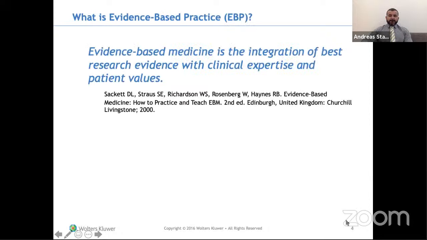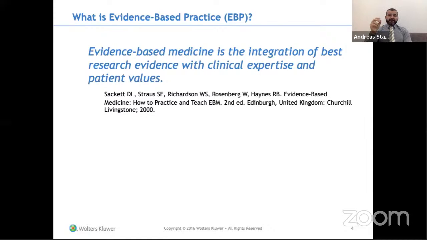This is a definition of evidence-based medicine. And although it is about medicine, it applies to our field as well. So here you see that evidence-based medicine is the integration of best research evidence with clinical expertise and patient values.